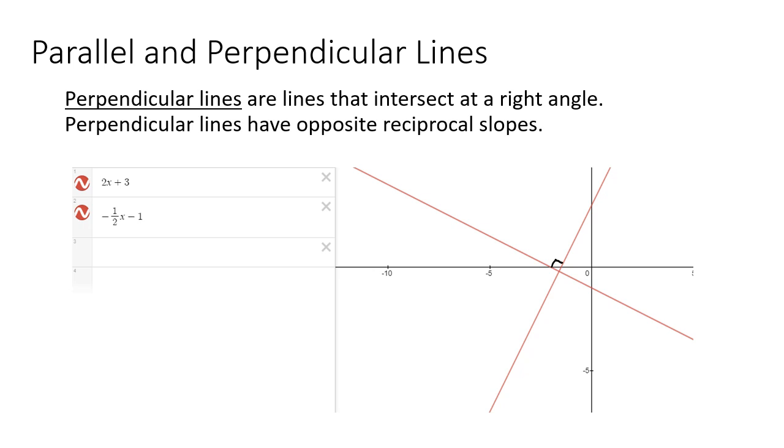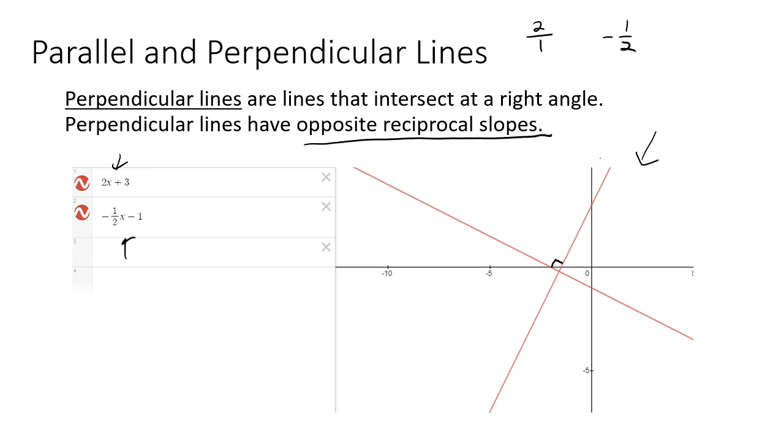So it's not just enough to change the signs, their slopes are opposite reciprocals. So you have to flip the sign and take the reciprocal. So this graph here is of the lines 2x plus 3 and negative 1/2 x minus 1. So one has a slope of positive 2, or 2 over 1, and the other has a slope of negative 1/2. So change the sign, take the reciprocal.